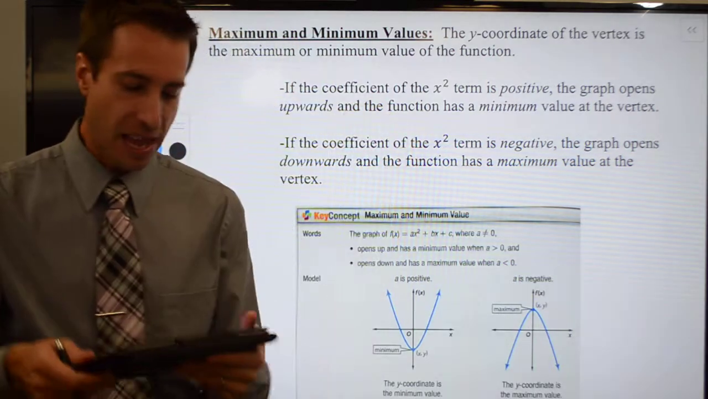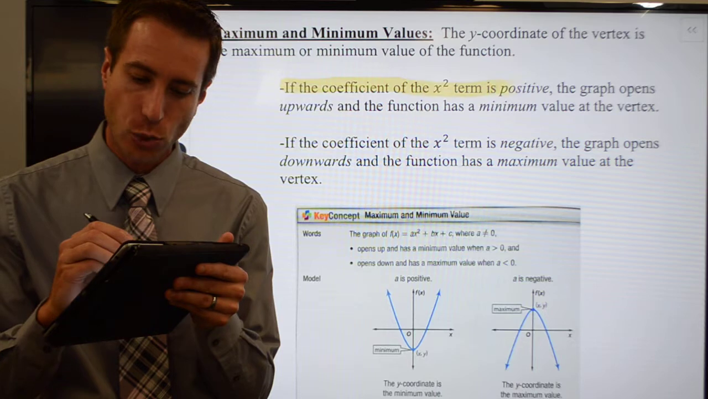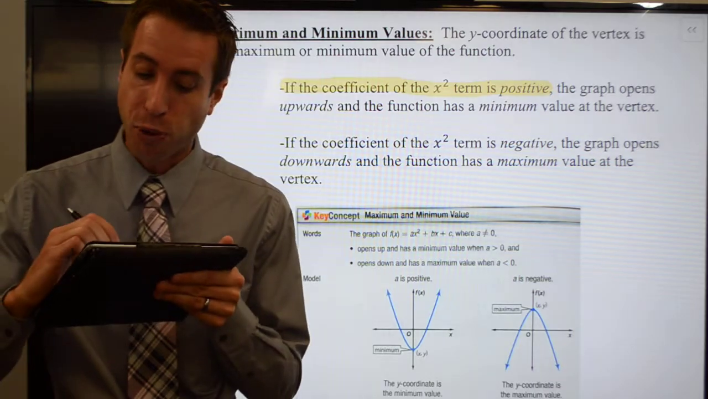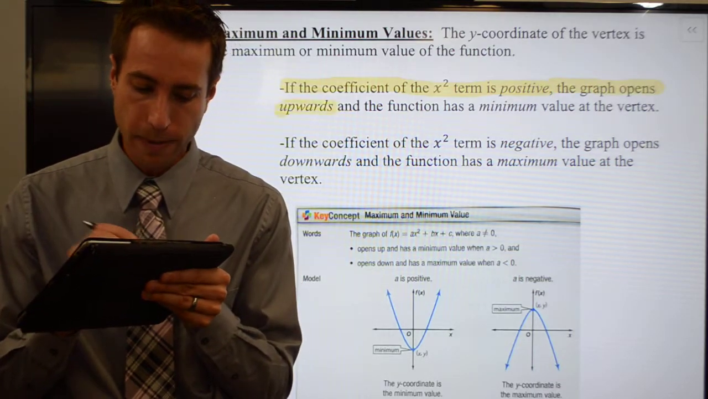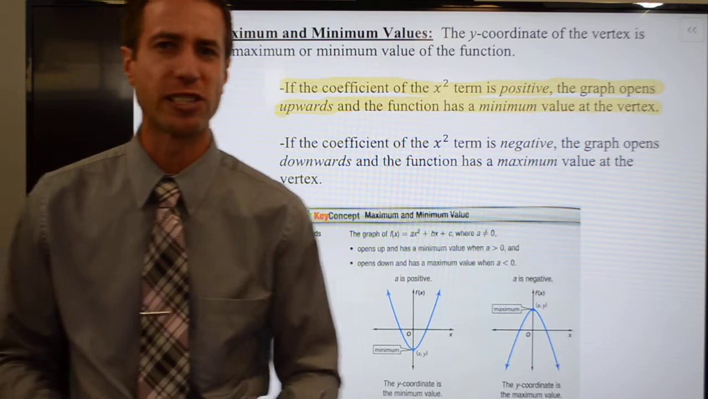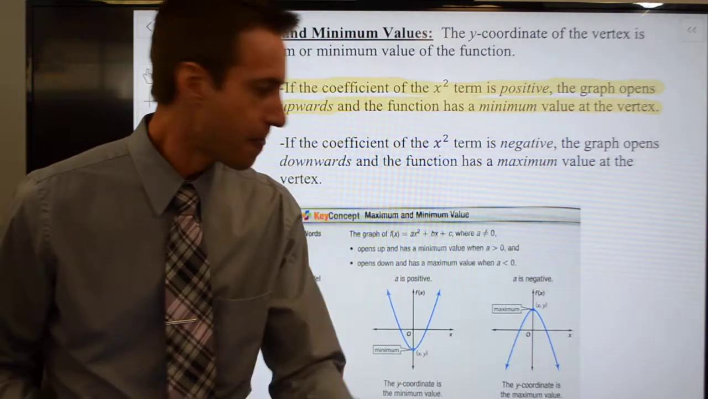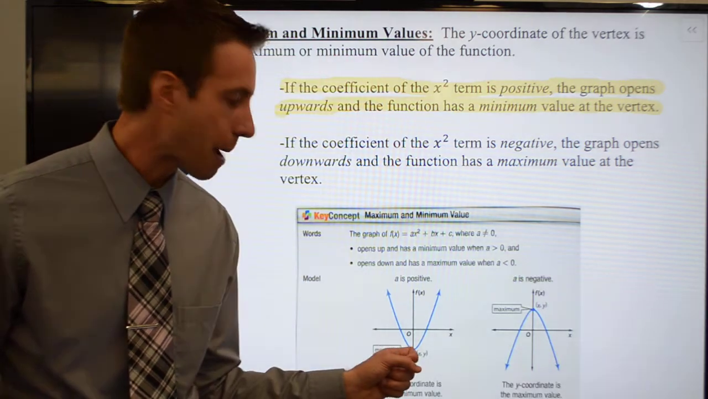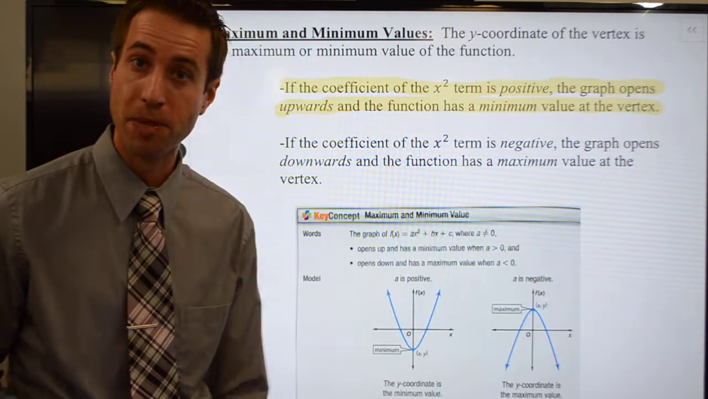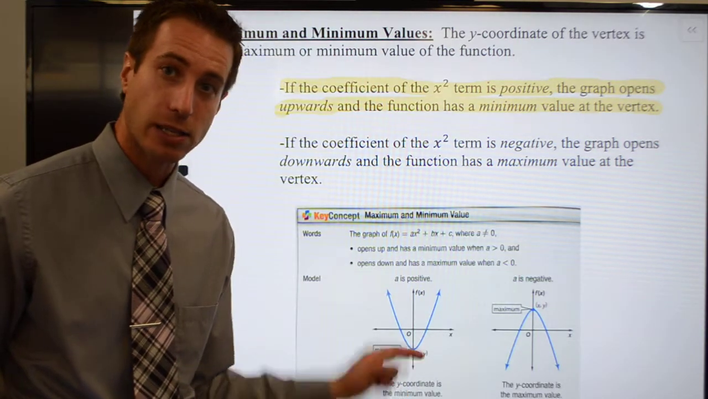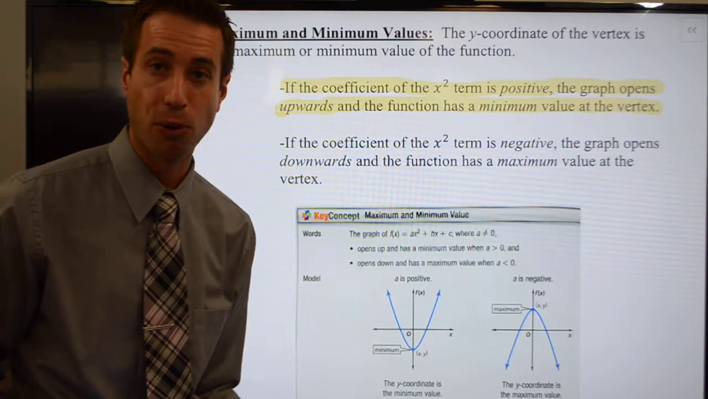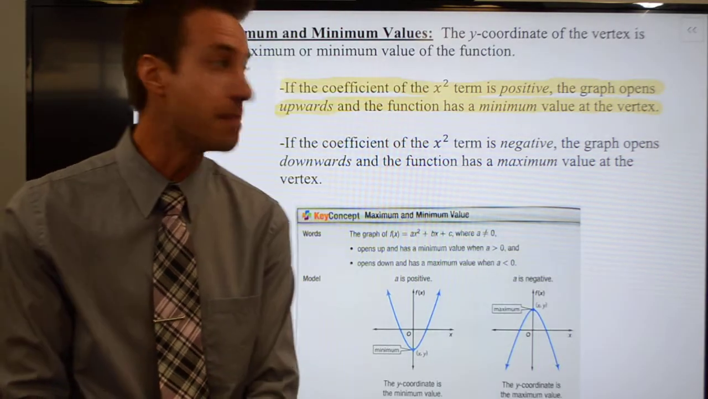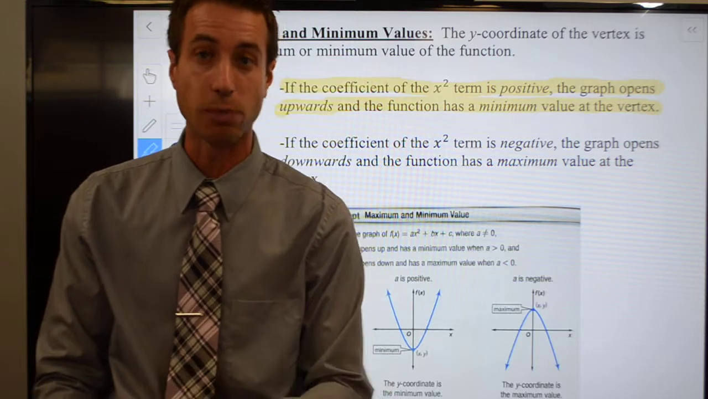And here it is. If the coefficient of the x squared term is positive, meaning a, if a is a positive number, then the parabola is going to open upward, and the function is going to have a minimum value at the vertex. Why is that? Well, here's why. If this is my vertex, and a, my leading coefficient, is positive, I know that my parabola from that vertex is going to open up. That makes my vertex the lowest value. It is the lowest point. There are no points below my vertex. That makes it a minimum. So it'll be the minimum value. The vertex will be a min.